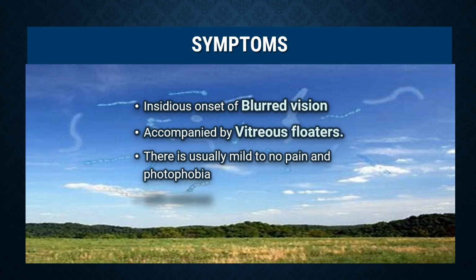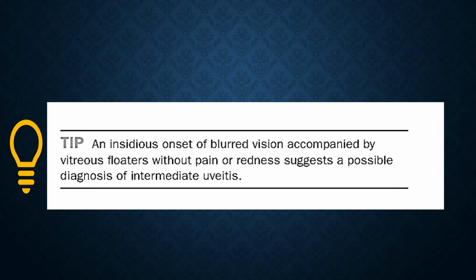Now, one important point to note is that there's usually very mild to almost no pain and photophobia. There will be a mild redness of the eye. So why is it important? It is because pain, photophobia, and redness are basically signs of anterior segment inflammation, and you see them in cases of anterior uveitis. So here's a tip: whenever there's an insidious onset of blurred vision accompanied by vitreous floaters without any pain, photophobia, or redness, it always suggests a possible diagnosis of intermediate uveitis.